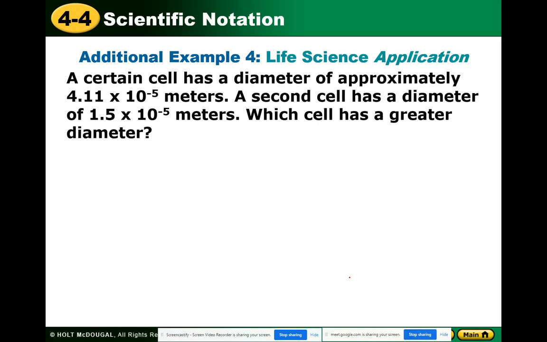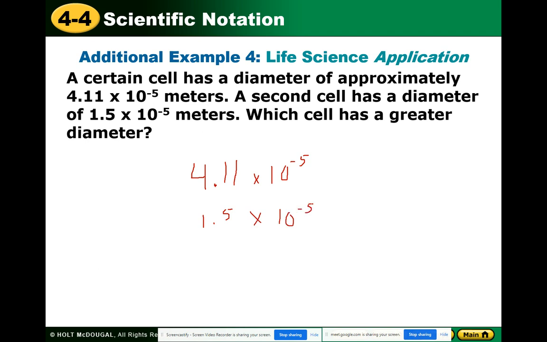All right. Now, a certain cell has a diameter of approximately 4.11 times 10 to the negative 5th. A second cell has a diameter of 1.5 times 10 to the negative 5th. Which cell has a greater diameter? So we need to look at these two numbers. I'm going to quickly write them out, and they want to know which one's bigger, okay? 4.11 times 10 to the negative fifth. All right. So 1.5 times 10 to the negative fifth.